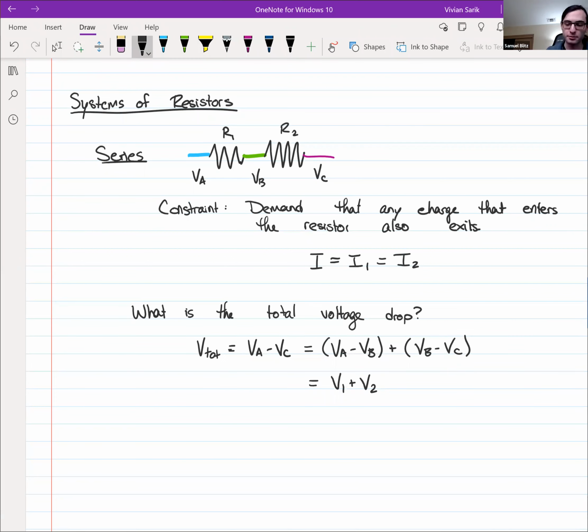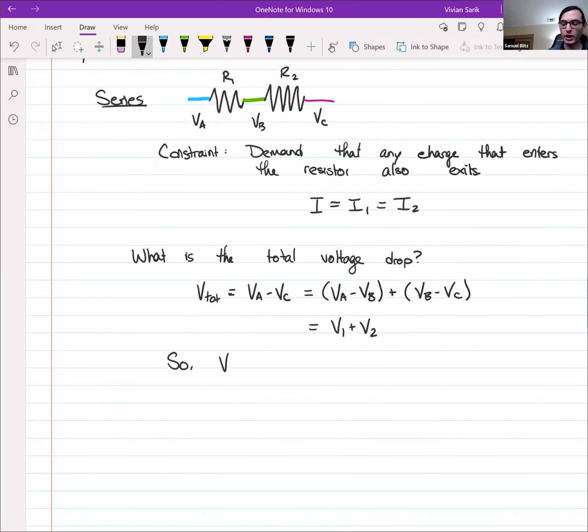And we also know that we know how to compute the voltage drop across a single resistor in terms of its current. So the voltage drop across the first resistor is the current that's passing through it times the resistance. And the current is just I. It's the same for both of them. So it's IR1 plus IR2. And so we can factor and we get IR1 plus R2.